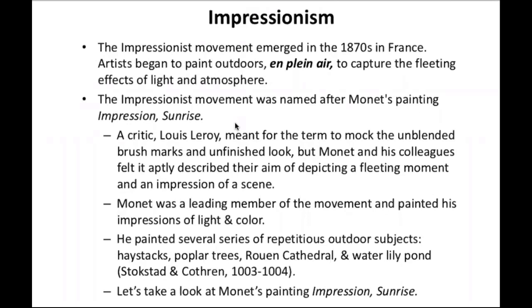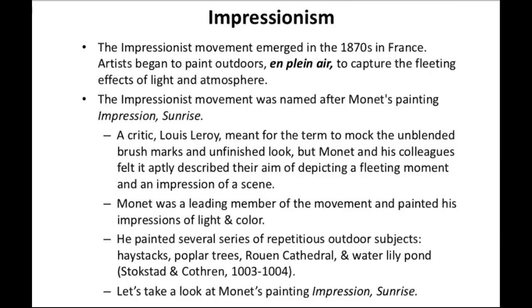Artists began to paint outdoors in plein air to capture the fleeting effects of light and atmosphere. The Impressionist movement was named after Monet's painting, Impression Sunrise. A critic, Louis Leroy, meant for the term to mock the unblended brush marks and unfinished look, but Monet and his colleagues felt it aptly described their aim of depicting a fleeting moment and an impression of a scene.